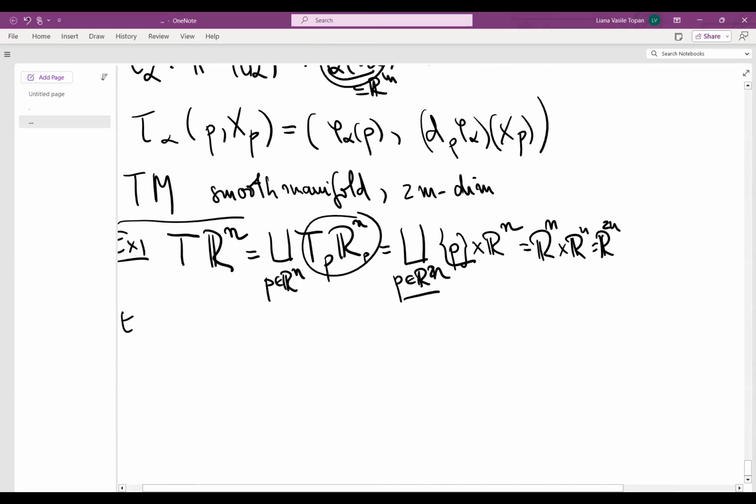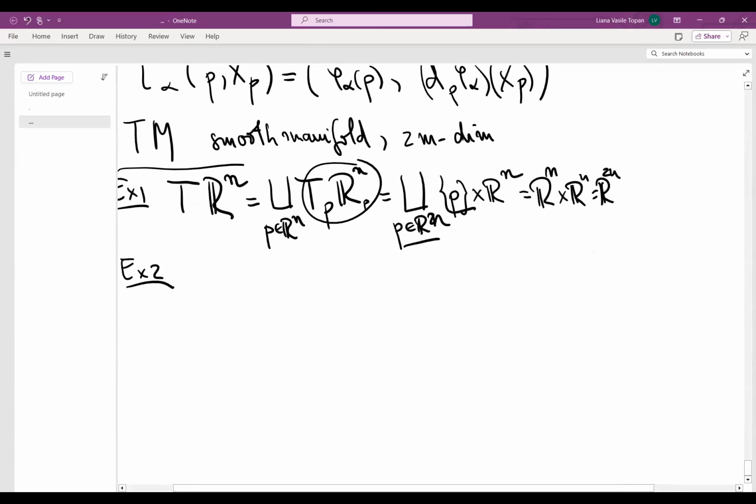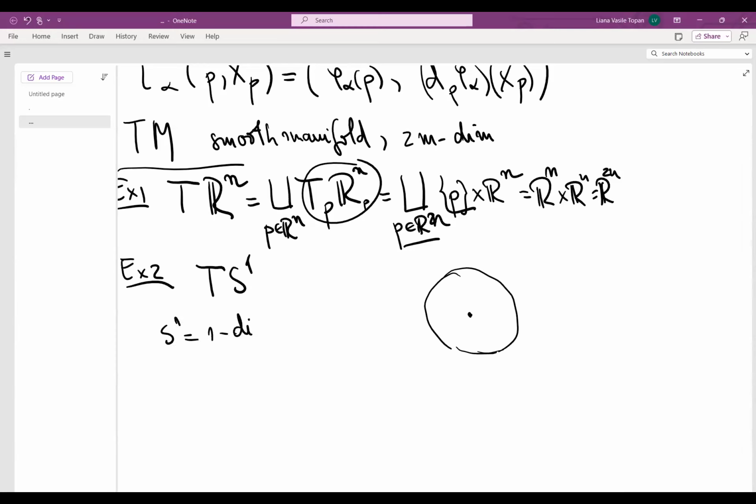Now, an example a little bit less obvious, though it's still not very complicated. Let's see what the tangent bundle to S^1 is. S^1 is a circle, the one-dimensional sphere, taken with radius 1. Remember that we saw yesterday that every sphere S^n is an n-dimensional manifold. So this S^1 is a manifold.